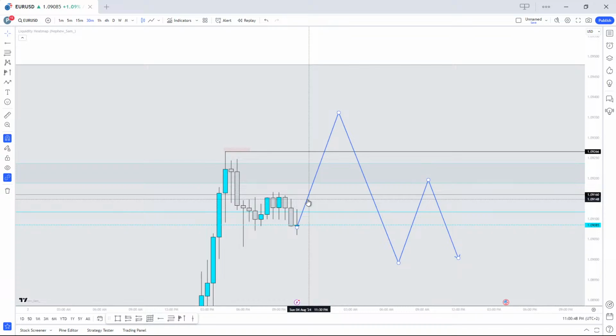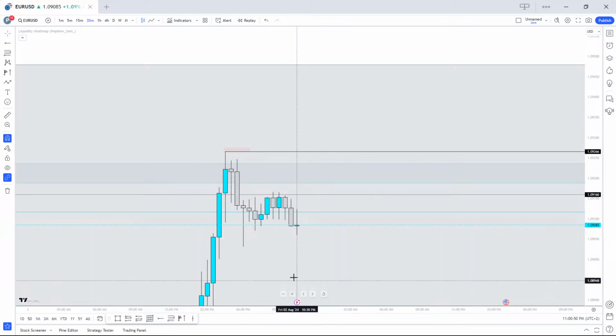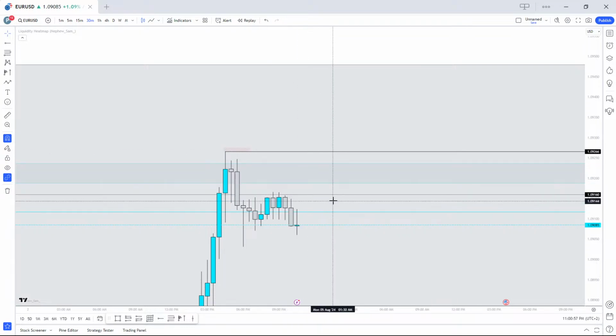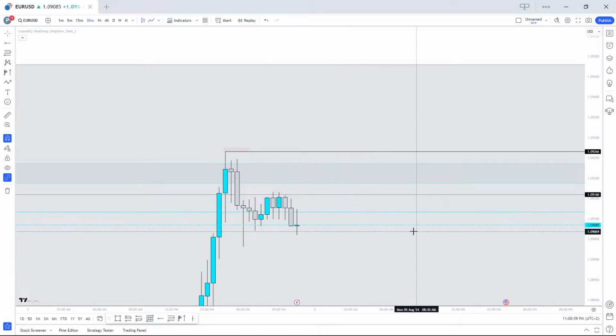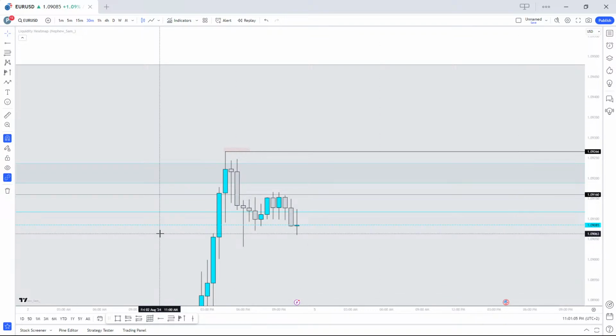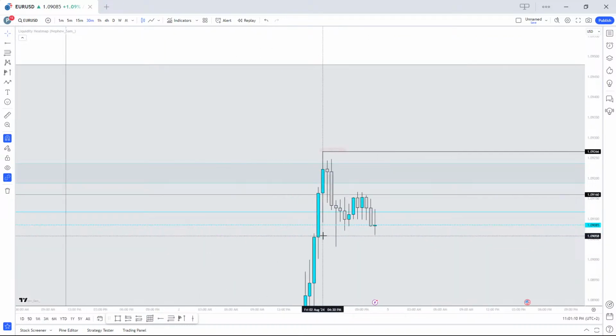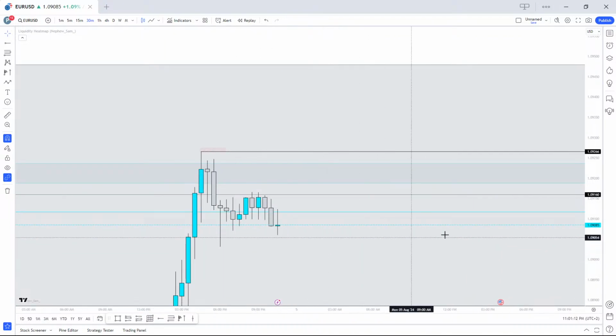So right now we can't expect any movements because the New York session is, actually, the New York session is not over, it's just over right now. It's a dead zone right now, so basically, yeah, it's dead.